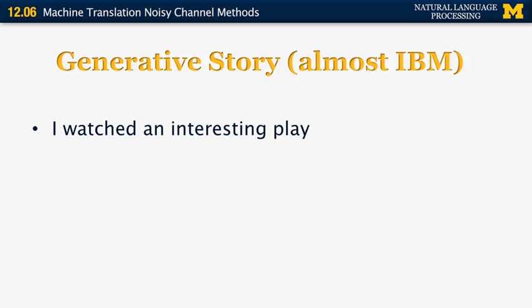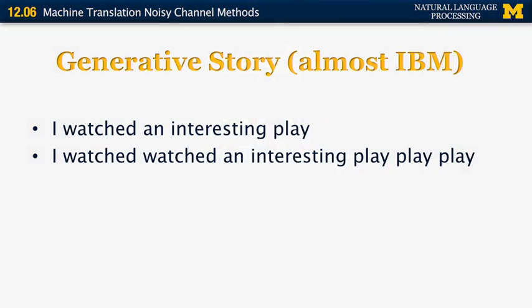I watched an interesting play. So in the first step, which actually, the order of steps here in this example doesn't match the order that the IBM system uses, but it will still give you a good idea how it works. In the first step, we're going to reproduce each of those words in English as many times as we need to get the actual number of words in the French translation. As we saw before, the word play in English is translated as 3 words in French. So we're going to have something like this.